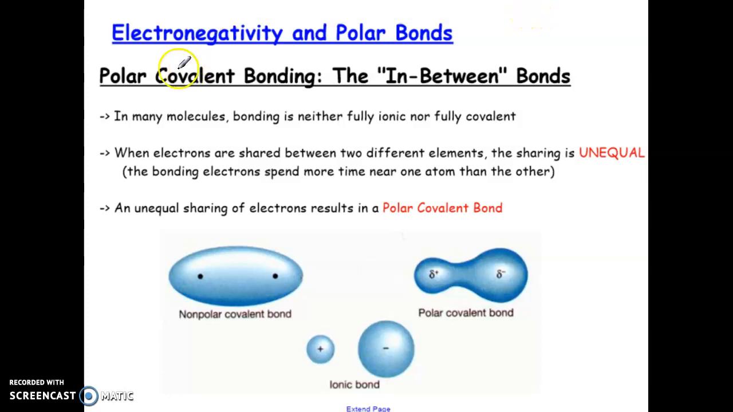Okay, so a polar covalent bond is not really where you have the electrons fully being added or lost. So there's no gaining and losing of electrons. It's not really ionic, and it's not really an equal sharing of electrons in a chemical bond. So it's actually referred to as an unequal sharing of electrons.